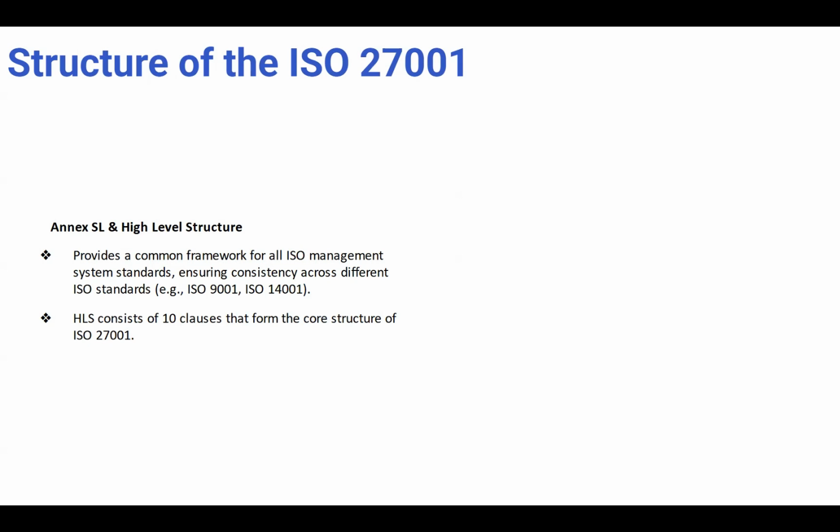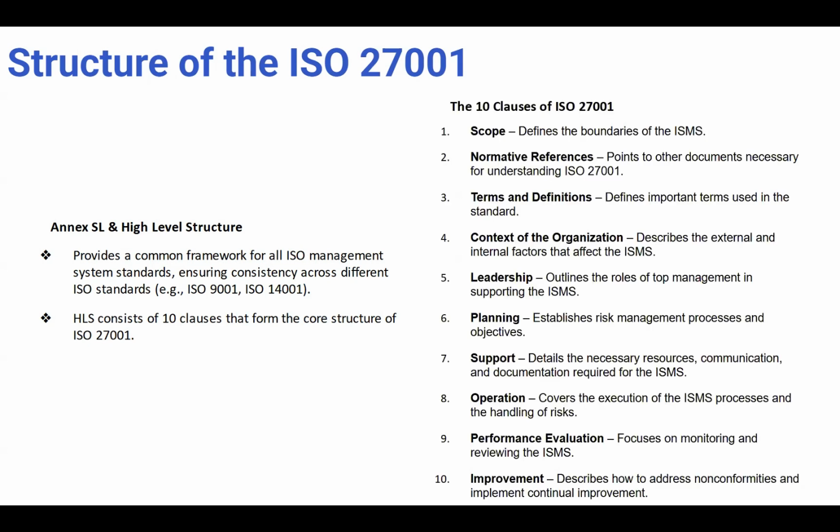And the high-level structure of the ISO standard consists of 10 clauses that form the core structure of ISO standards, including the ISO 27001 standard. And what are these 10 clauses? So first, for you to go through implementation of the ISO 27001 standard, you have to go through these 10 clauses. First, you want to define a scope, which are the boundaries of your information security management system.